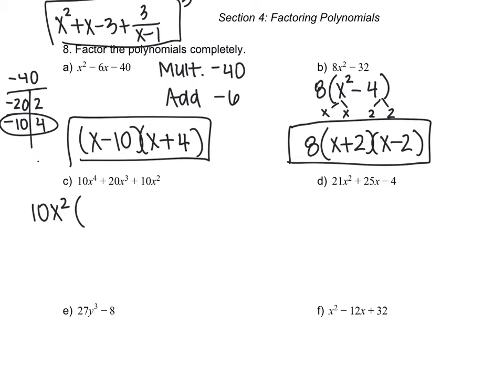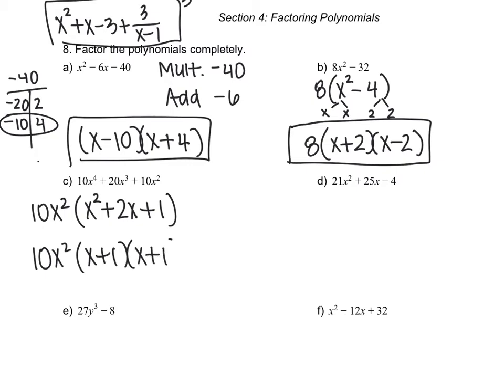And when I factor out my GCF of 10x squared, I'm left with x squared plus 2x plus 1 in my parentheses. So now inside my parentheses, it becomes just like a leading coefficient of 1. I'm looking for the numbers that multiply to 1 but add to 2. There's only one way to multiply to 1, which is 1 times 1, and 1 plus 1 is 2. So we're going to have 10x squared, and then inside both of our parentheses, we're going to have x plus 1.